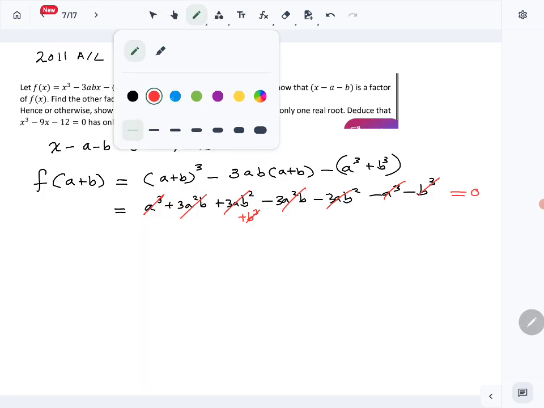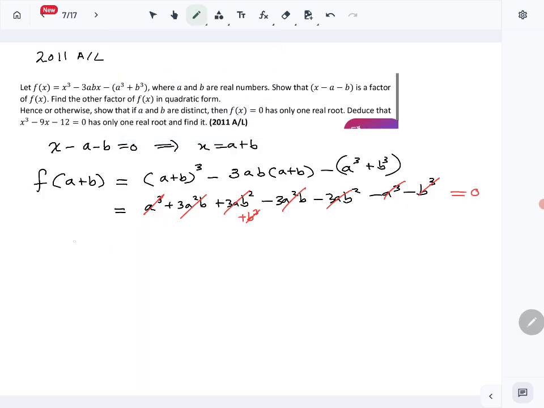That means what? That means f of a plus b equals 0. So by factor theorem, x minus a minus b is a factor of f of x, right? So that part is done. Find the other factor of fx in quadratic form. Okay, so let's see how to do that one.